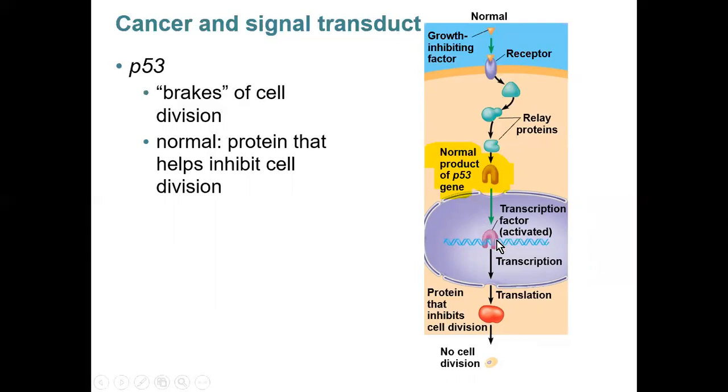It allows activation of the gene, and then that makes a protein that inhibits cell division. So there's no cell division. This is the P53 protein. And note that the cell that sent out the growth inhibiting factor is controlling the actions of the target cell.